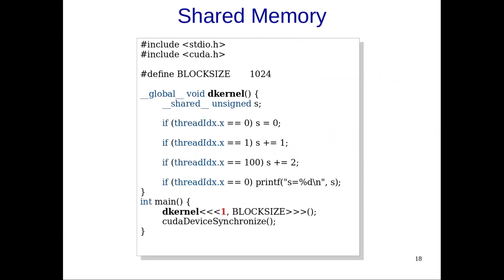Okay. So let's see if you are able to understand this code. Right. So we have block size as 1024, and then there is a kernel. And I'm marking this S, a scalar variable, as shared. And then I have some assignments being done to S based on the thread ID. And I'm calling it with a single thread block. What you have to tell me is what will be the output of this program. I'll wait for a few seconds.